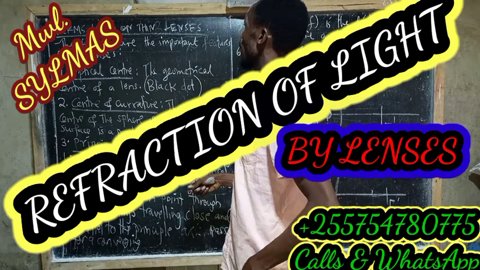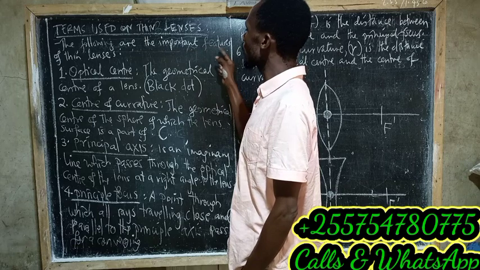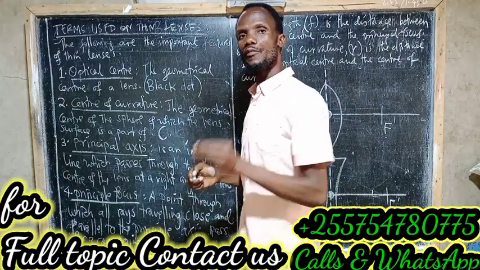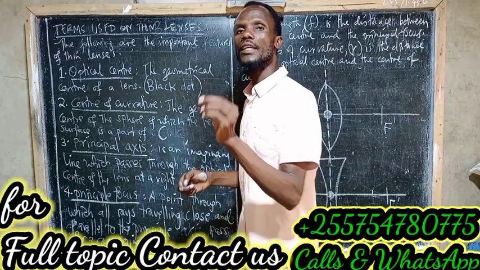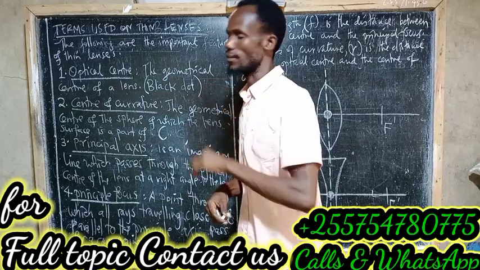The terms that are used on thin lenses. The following are the important features of the thin lenses, the terms that can be used to determine the image formed by a lens.